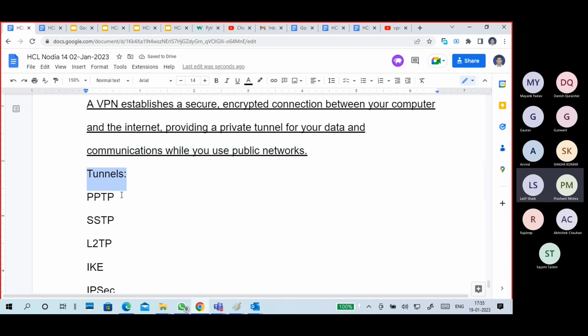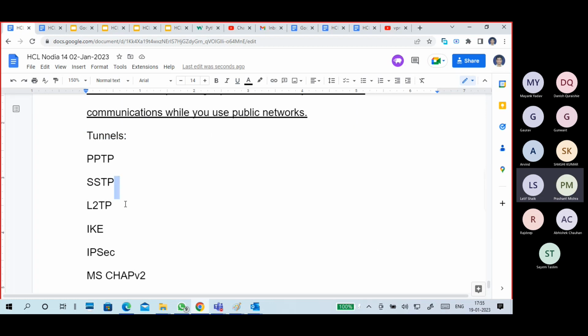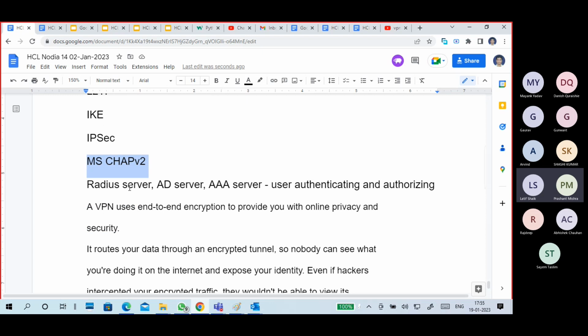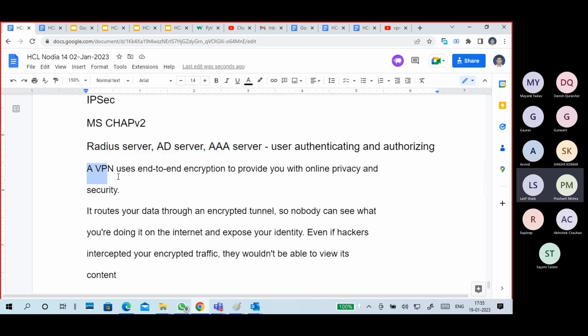Different types of tunnels: PPTP, SSTP, L2TP, IKE, IPSec. Actually, IPSec is a part of SSTP. Okay. Different authentication systems are also there, just words for knowing: RADIUS server authentication, Active Directory authentication, and privileged servers for authenticating users and authorizing access. VPN uses end-to-end encryption to provide you with online privacy and security.